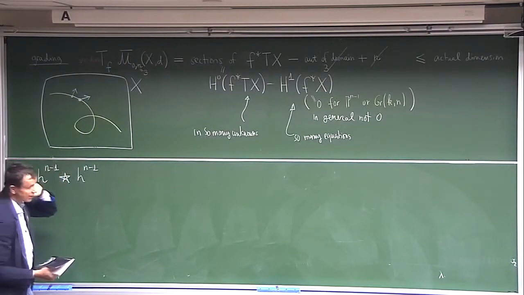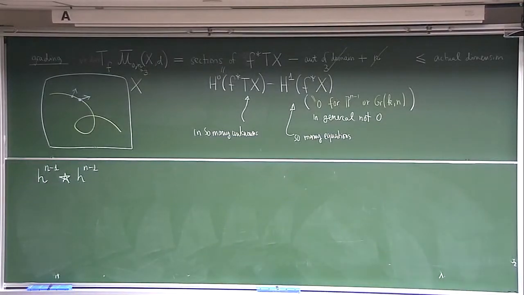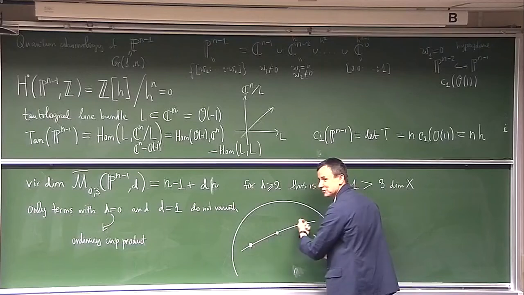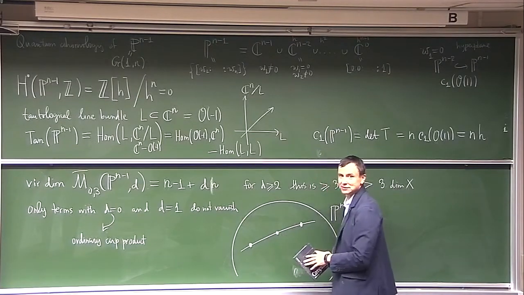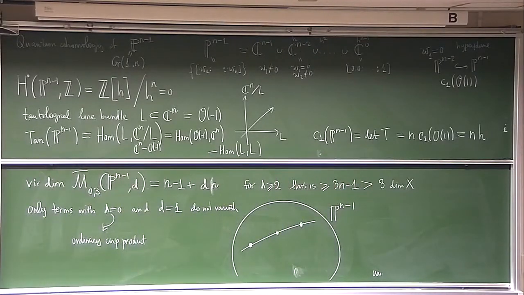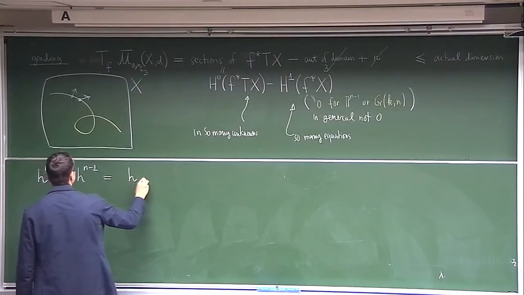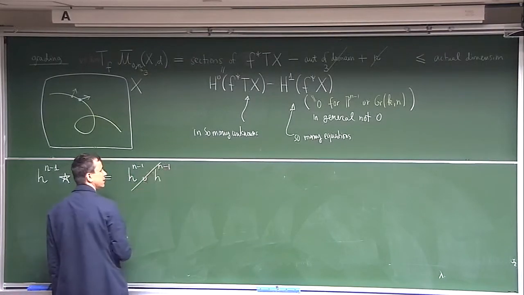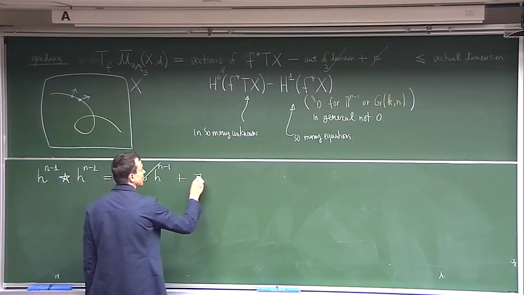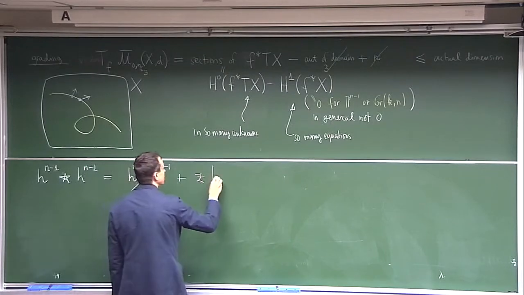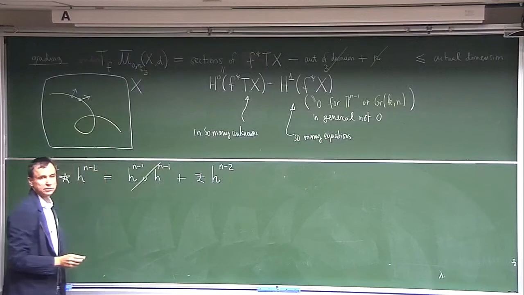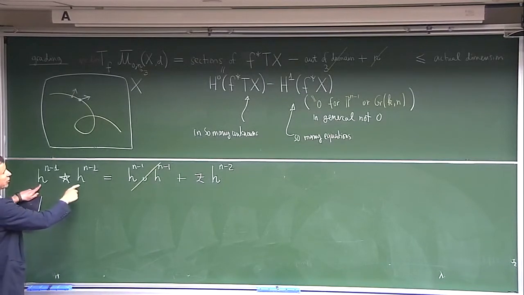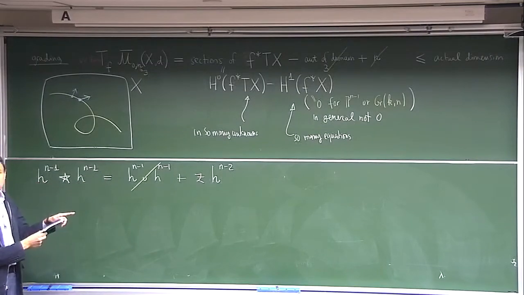I'm looking for a star product. So if this point is fixed and this point is fixed, then the remaining point's only option is to run along the line that joins these two points. So first the cup product, and that is 0, of course, plus z times the class of a line, which is H^{n-2}. If you take the quantum product of the class of a point, you get a line. So this is the right equation.